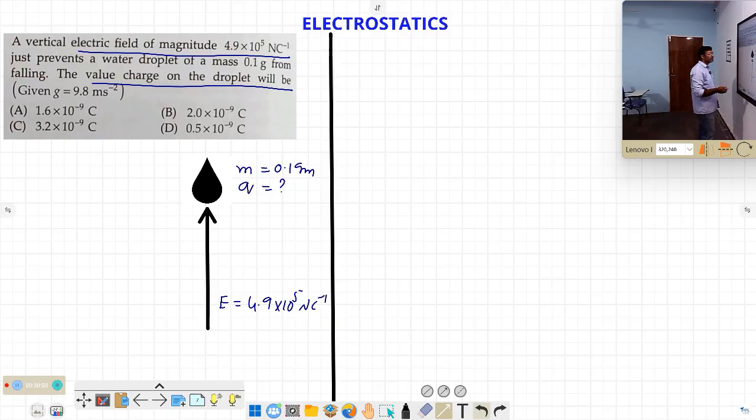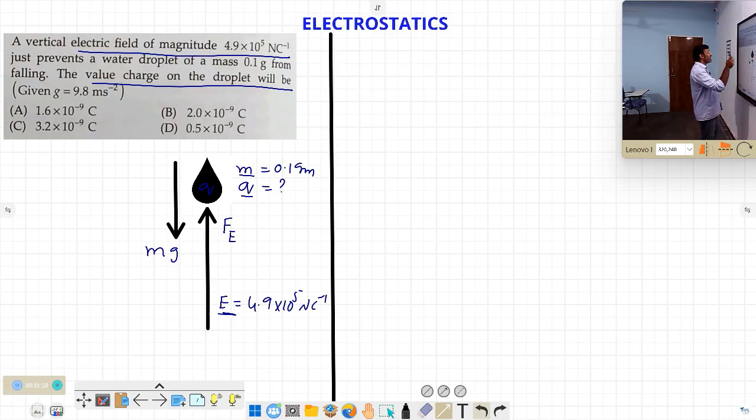So what is the concept here? The droplet will fall down under the influence of gravity, because it has mass and the mass is pulled by gravity, so there is a weight of the water droplet. Due to that it is trying to fall down. Now this water droplet contains a charge Q, so it is repelled by the electric field. The electric field repels the positive charge, so it experiences an electrostatic force in the upward direction.